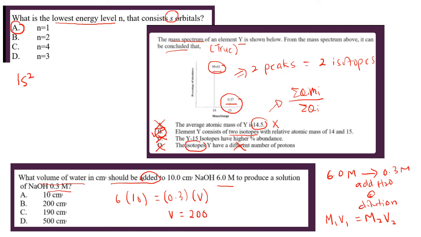However, the question asks us, what is the volume of water that we added? Initially we have 10 cm³ of 6 molar NaOH. So to find how much water is needed, we use 200 minus 10, which is equal to 190 cm³. So the correct answer is option C.